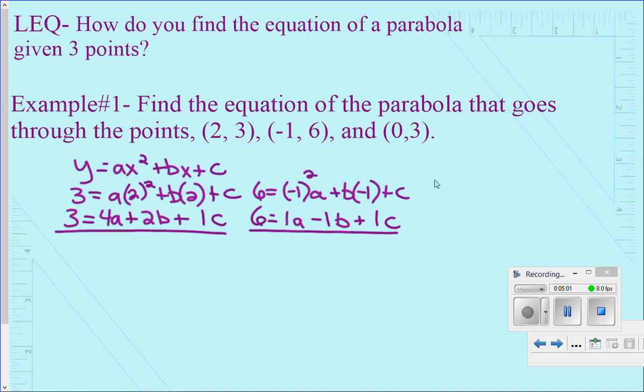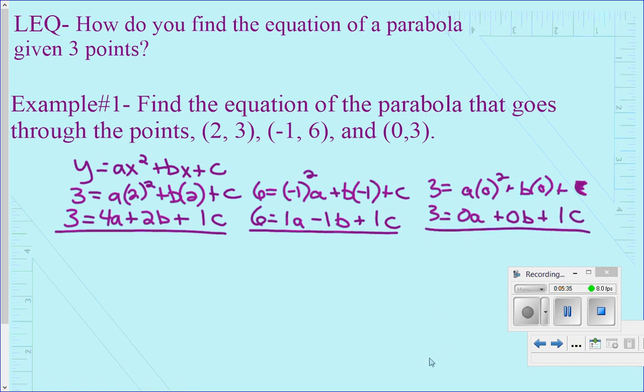The last point becomes the equation 3 equals a times 0 squared plus b times 0 plus c. And so I'm going to simplify that. So 3 equals 0 squared is 0. 0 times a is 0a. I realize I wouldn't have to write that, but again, I want the coefficients. So plus 0b and plus 1c. So now we're in a familiar place.